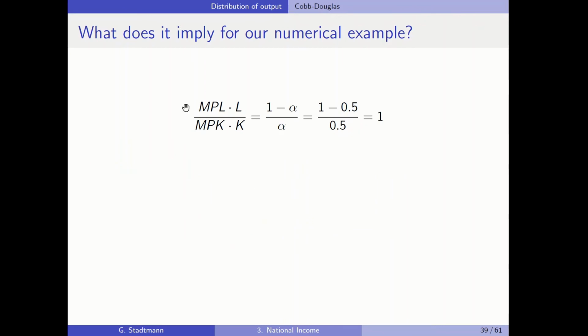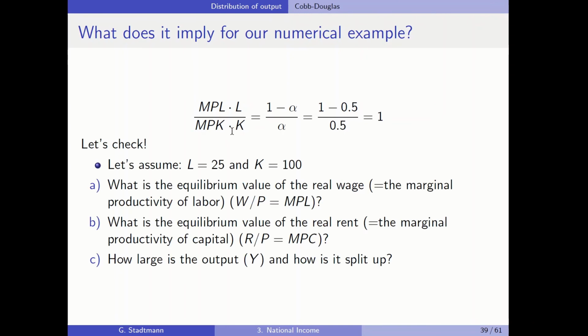Is it really the case that the amount of output which goes to the owners of the factor labor is equal to the amount of output which goes to the factor capital? Let's check. We are assuming the following. Our economy has 25 units of labor and 100 units of capital. We have to answer the following question.